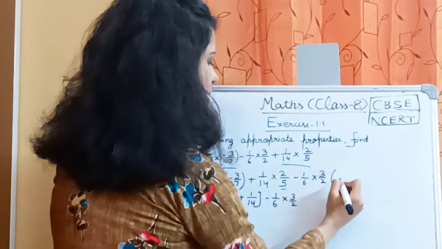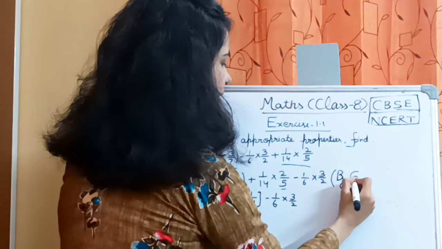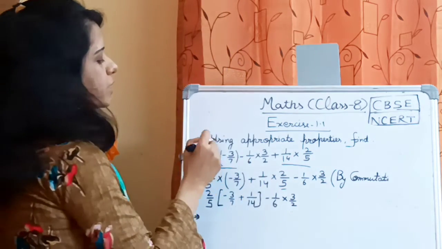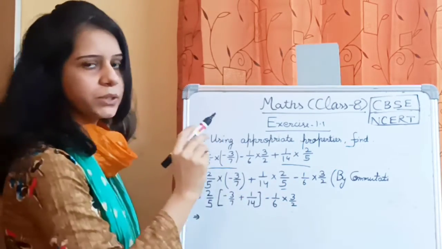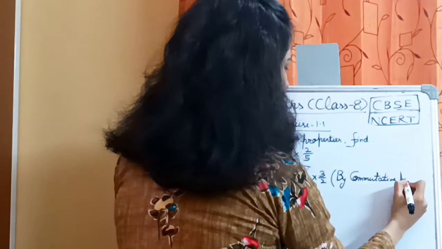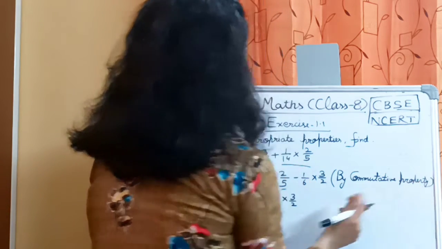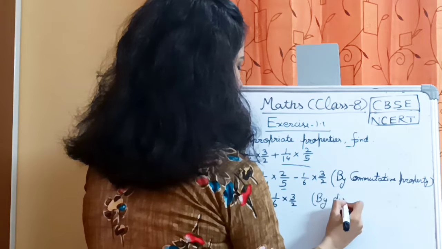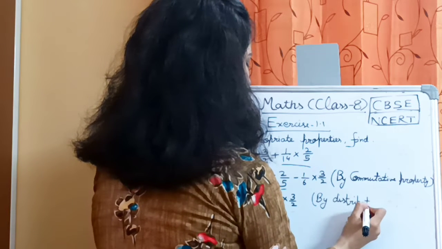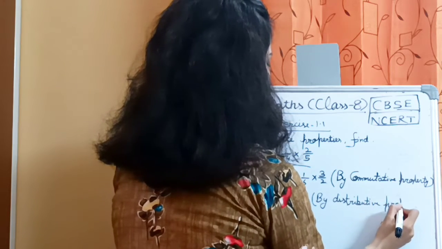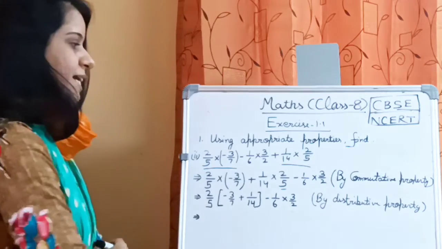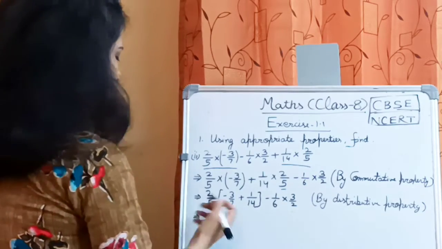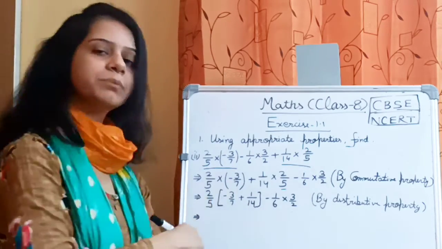Here we are using commutative property, so we'll write by commutative property. It is necessary to write because the question is using appropriate properties. And here we are using distributive property, by distributive property. As we have done the previous question, same properties are used here as well. So now we'll solve the term within bracket.